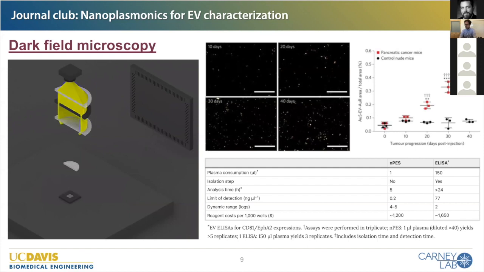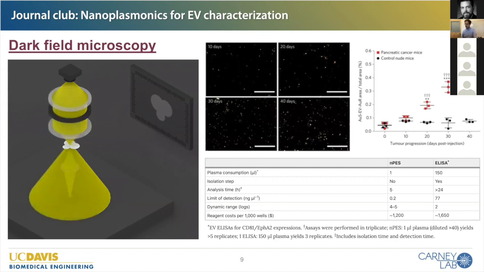And they moved past the tetraspanin panel eventually and started looking at this EPHA2 expression. It's a pancreatic cancer marker. And they showed that in EVs from mice plasma, they could actually monitor tumor progression with this plasmonic labeling approach, as you can see in the top right here, just by looking at these raw data, these dark field images, and calculating the apparent colors.